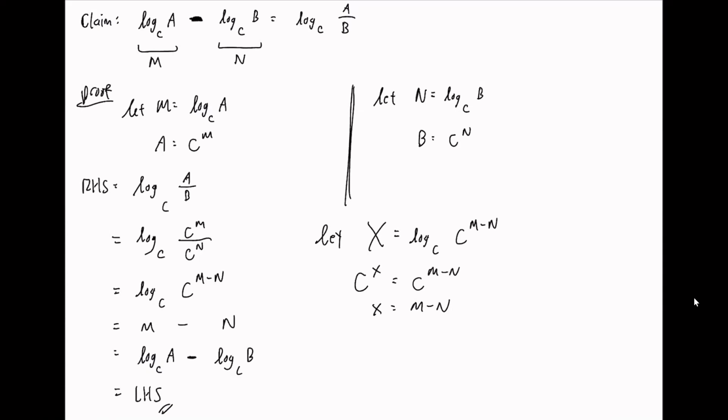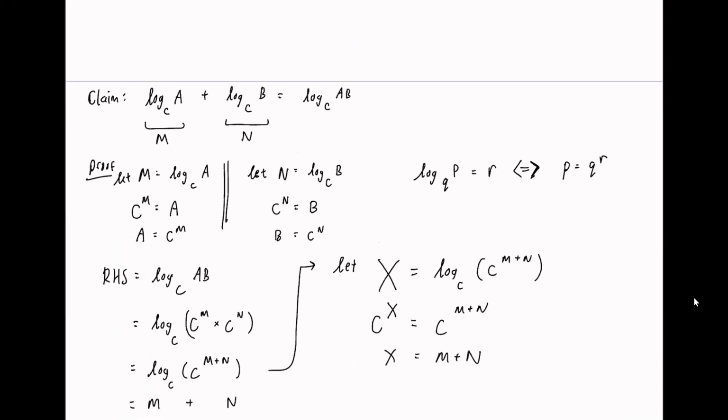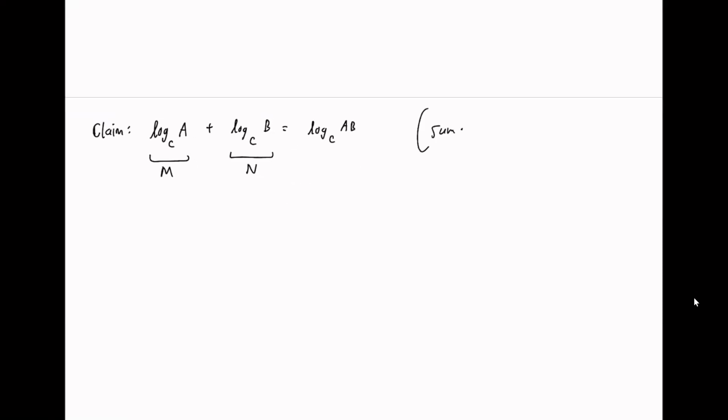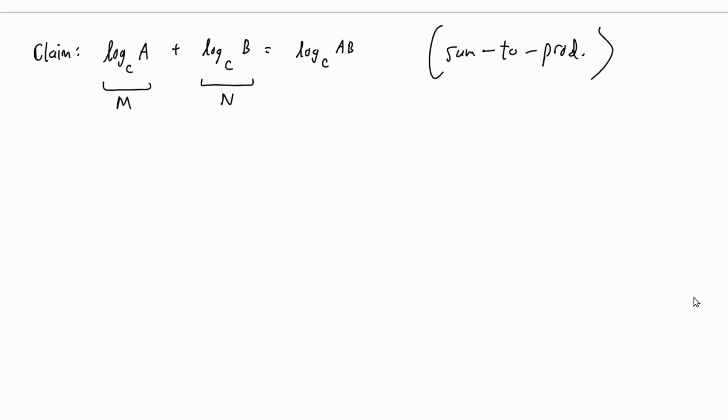Clear? Good. Next one, we're going to look at the power rule. I'll start a new page first. Just now, this was the sum to product rule. We're going to make use of this to prove our power rule. This is what we call a theorem. I have another claim: log base C of A to the power P is really just P times log A base C. Bring the power down.